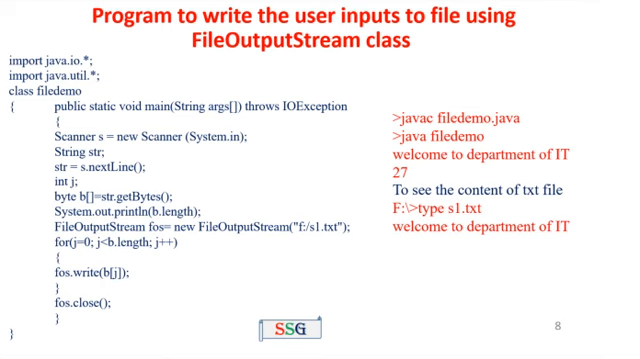Next, we have to run the program: javac FileDemo.java, no error, then java FileDemo. The str, that is s.nextLine(), gets the user input. My input is welcome to department of IT. The next one, System.out.println(b.length) prints the number of characters in the given input. Here b.length equals 27. Now all the content is written into the file s1.txt. If you want to see the contents of the text file, type the command type s1.txt. The content is welcome to department of IT.